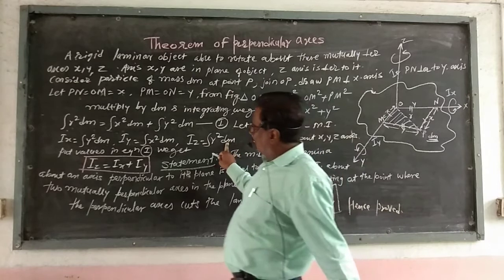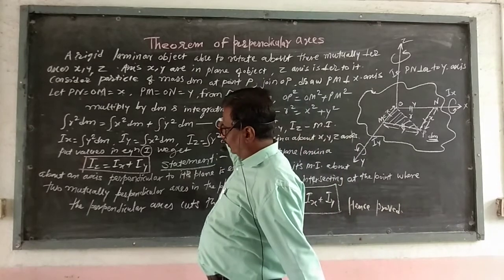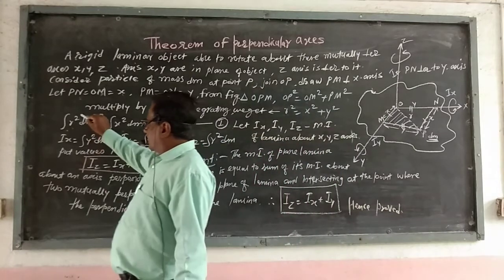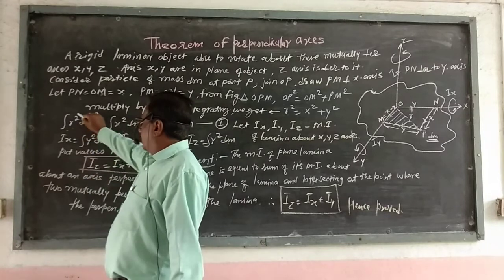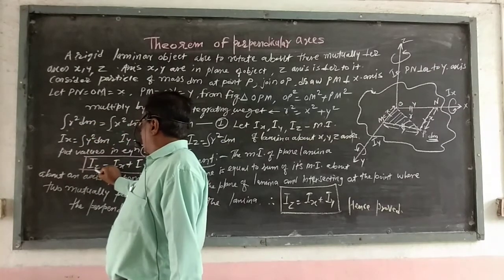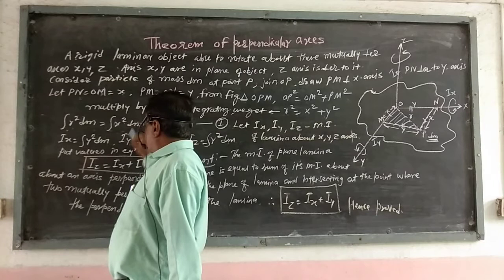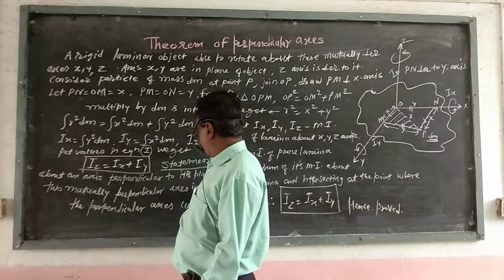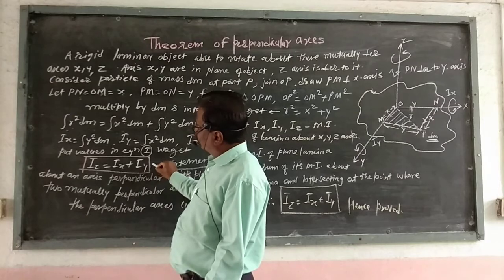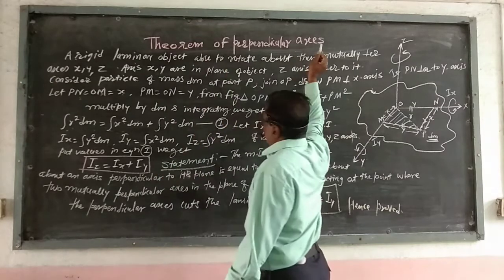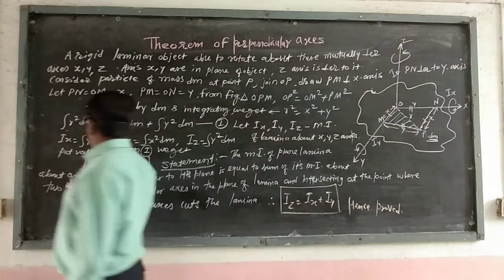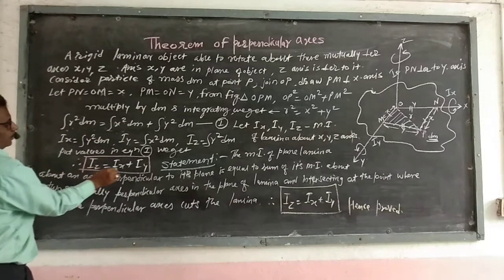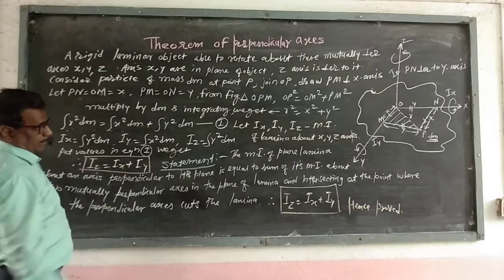So put these values in equation number 1. Equation number 1 becomes: integration of r square dm is equal to Iz, integration of x square dm is equal to Iy, integration of y square dm is equal to Ix. So this is the proof of the theorem of perpendicular axis. We get Iz is equal to Ix plus Iy.